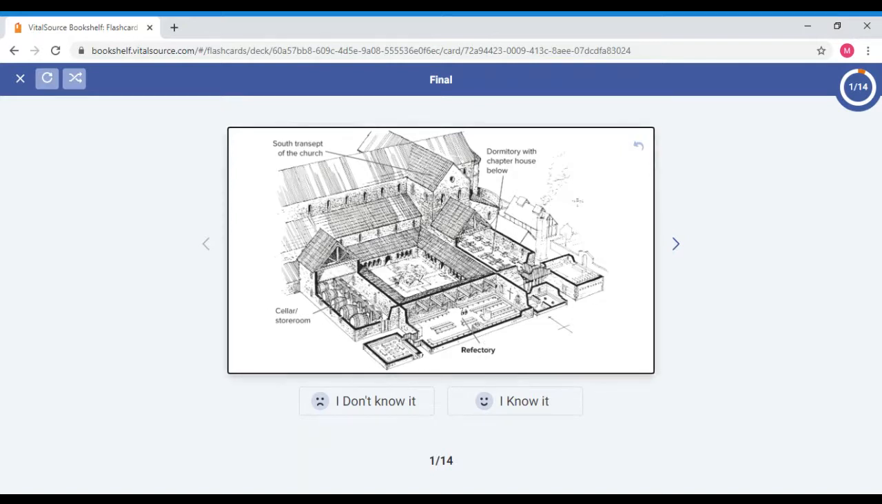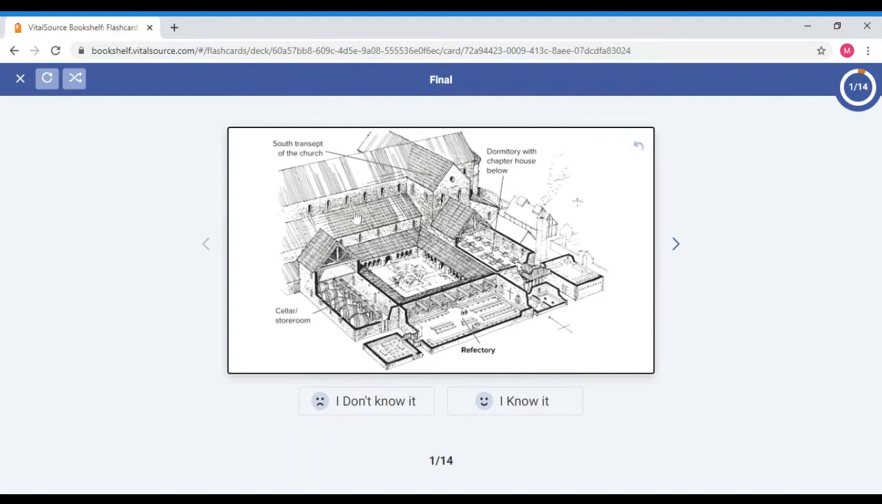So we have a refectory. This is a place where they sort of eat, a meeting place. We have the chapter house, which is a dormitory. We have the connected sort of transept. We talked about this courtyard with this cloister. We talked about the cellar.